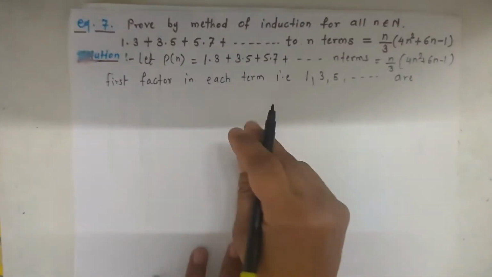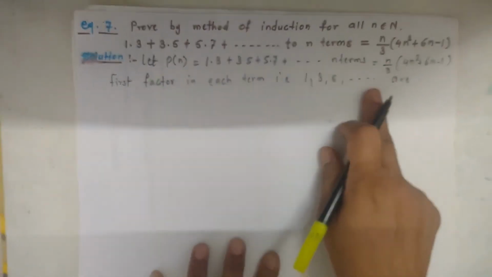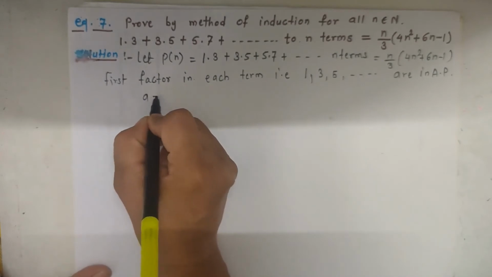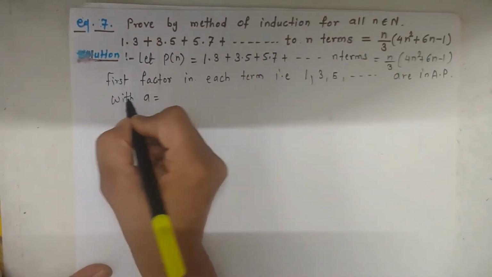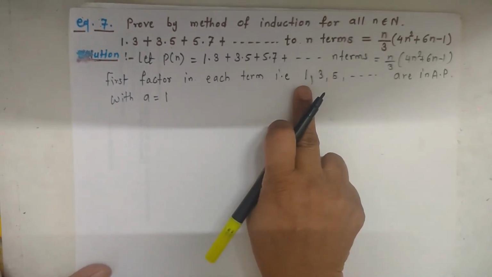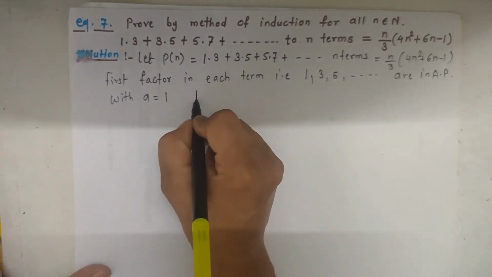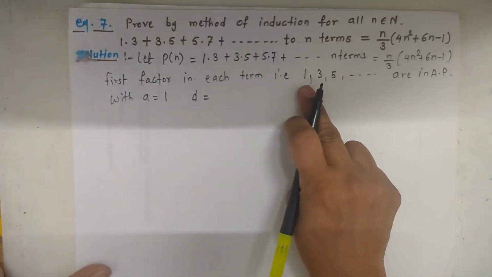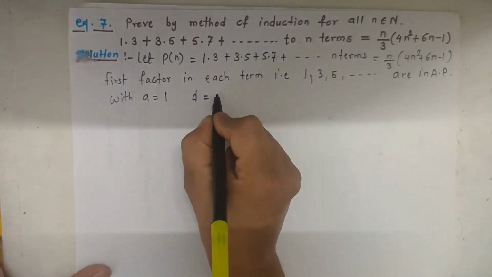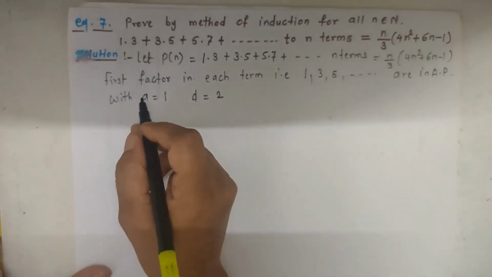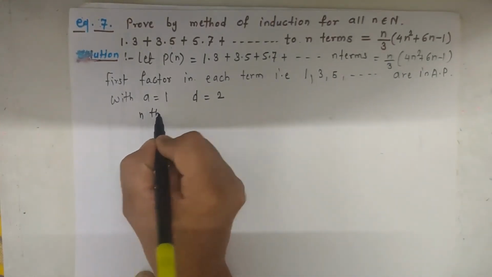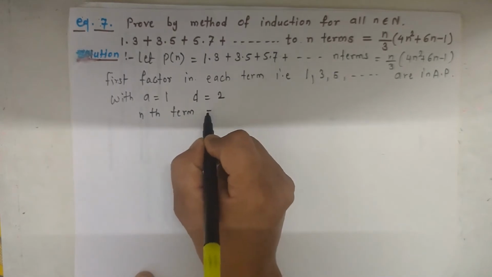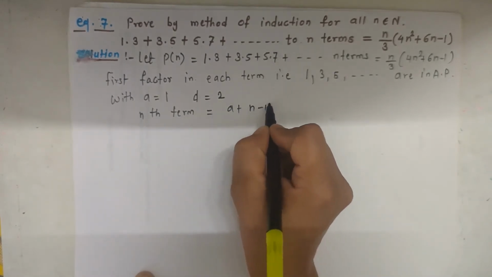So these first factors in each term are in AP. We know the arithmetic progression, and in this AP the first term a, is equal to 1, and the common difference for this AP is 3 minus 1 equals 2, 5 minus 3 equals 2. So the common difference is 2. We know that using arithmetic progression, the nth term can be calculated by using the formula a plus (n minus 1) into d.